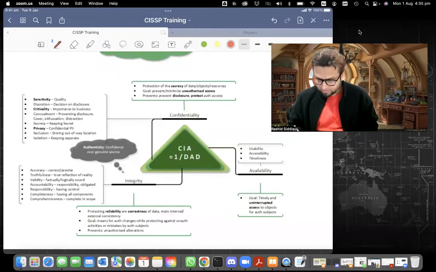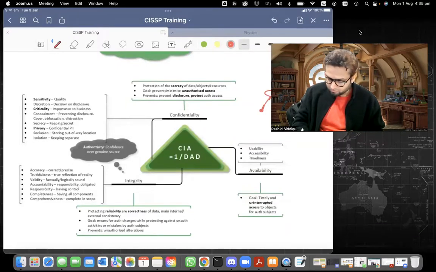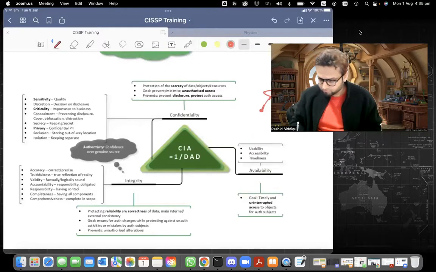So CIA is basically the whole spirit of information security policy. It's the triad we call CIA Triad. These are the 3 corners we want to maintain. Just consider this like a tripod stool, like if any one of the legs is missing, then we don't have the right balance here.